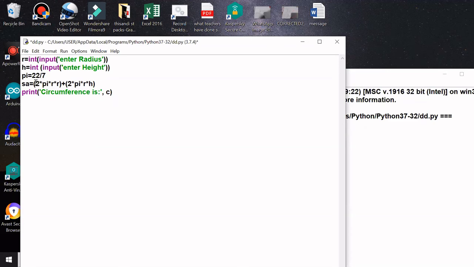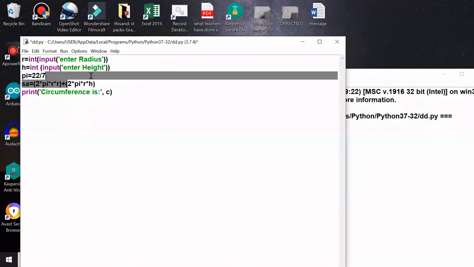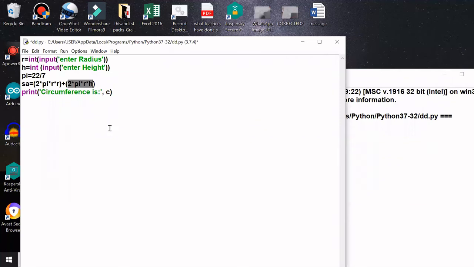Now you can see this is the surface area of the two circles, and this is the surface area of the rectangular or curved part, 2 pi r into h. Now it says print, not the circumference. Here you should put surface area, area is, and here you can put SA. We'll see the answer.